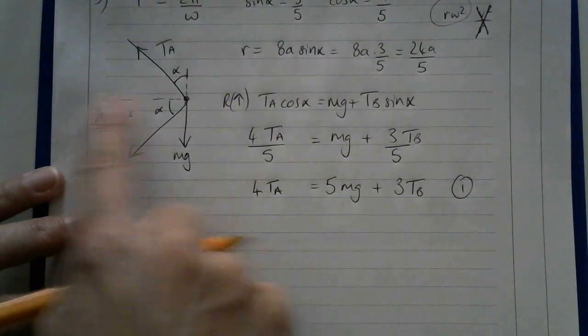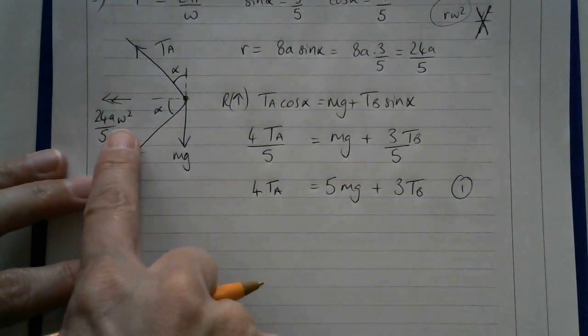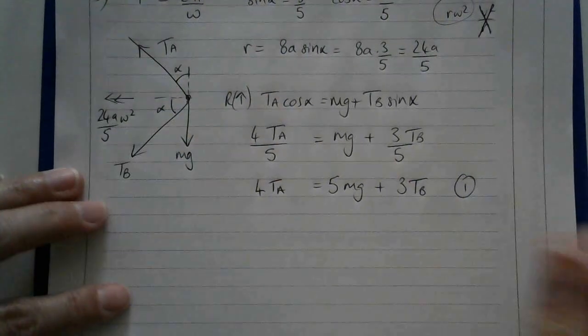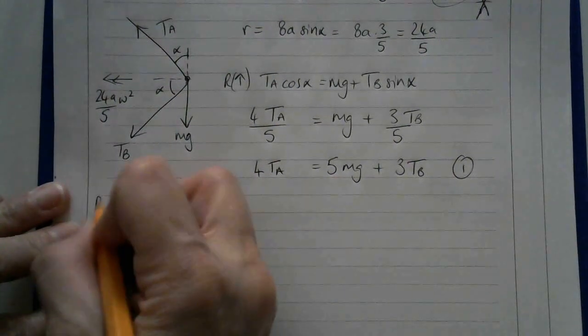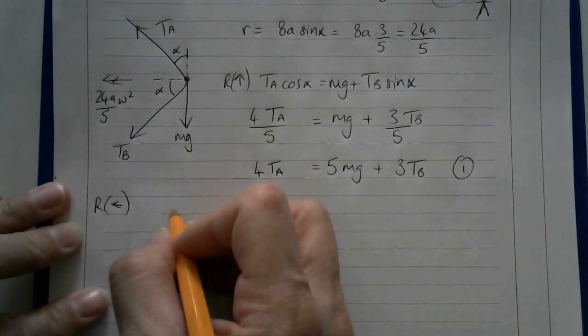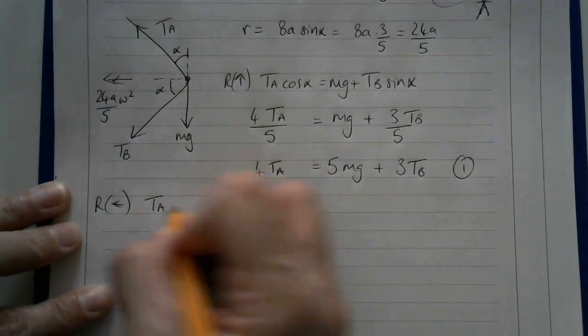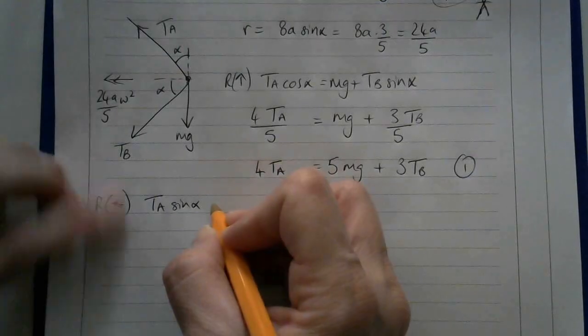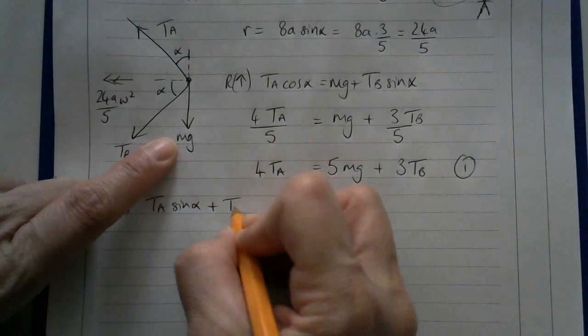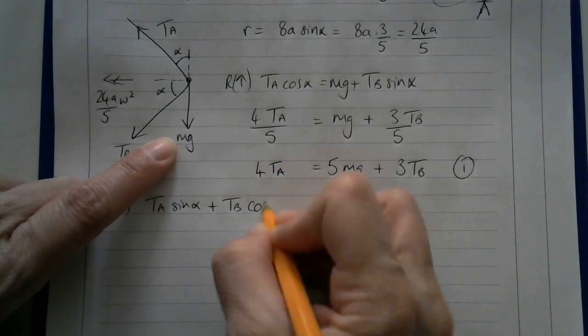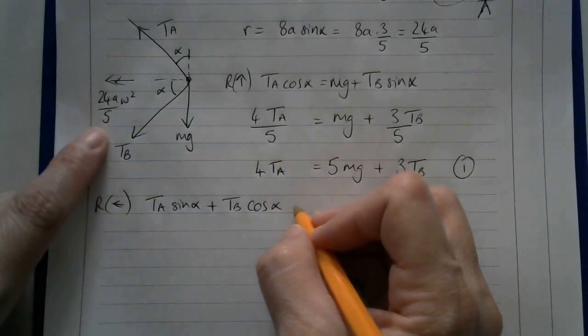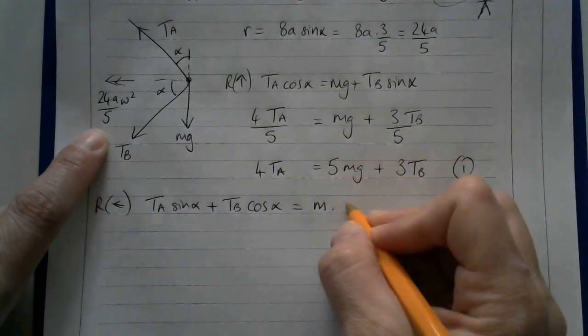Now if I resolve in this direction, because then I can get an equation with omega squared in it, and so resolving horizontally, I get TA sine alpha plus TB cos alpha equals the mass times the acceleration.